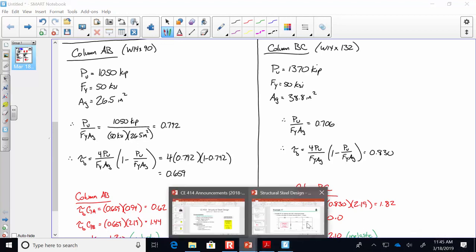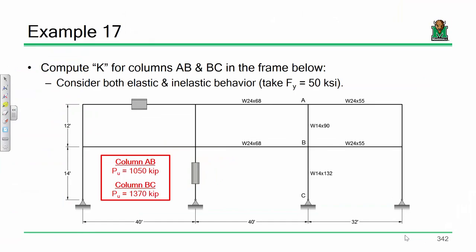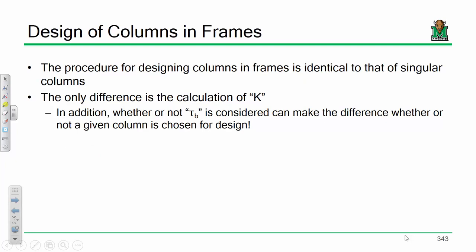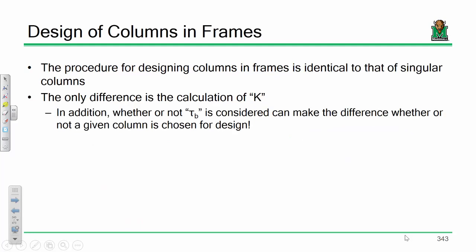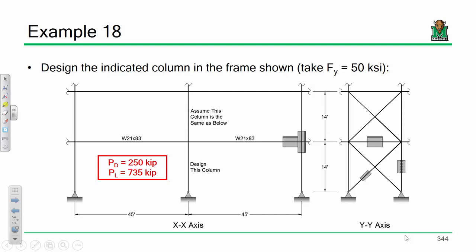Okay, let me show you something real quick and set the stage for what's going on in the next video. Everybody pay attention. So, is everybody okay with determining K for a frame? Okay, all right. So, if you understand how to design a column, and you understand how to determine K for a column in a frame, then you understand how to design columns and frames. Because all it is taking the design stuff that we did in example 16, and taking the K stuff we just did in our previous example, and combining them. And that's it. So what I have here is an example that I go through in the video.